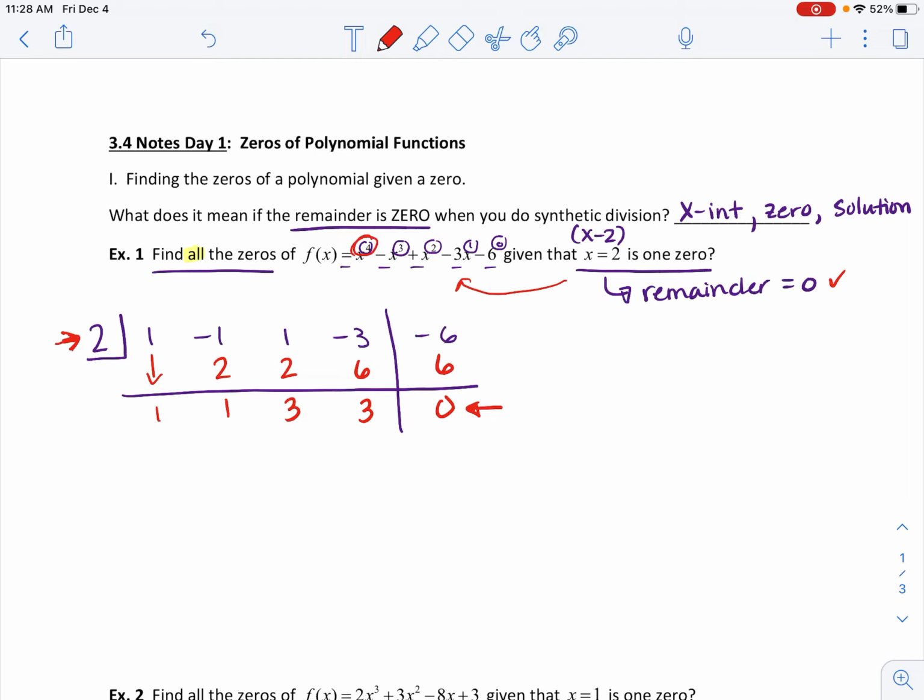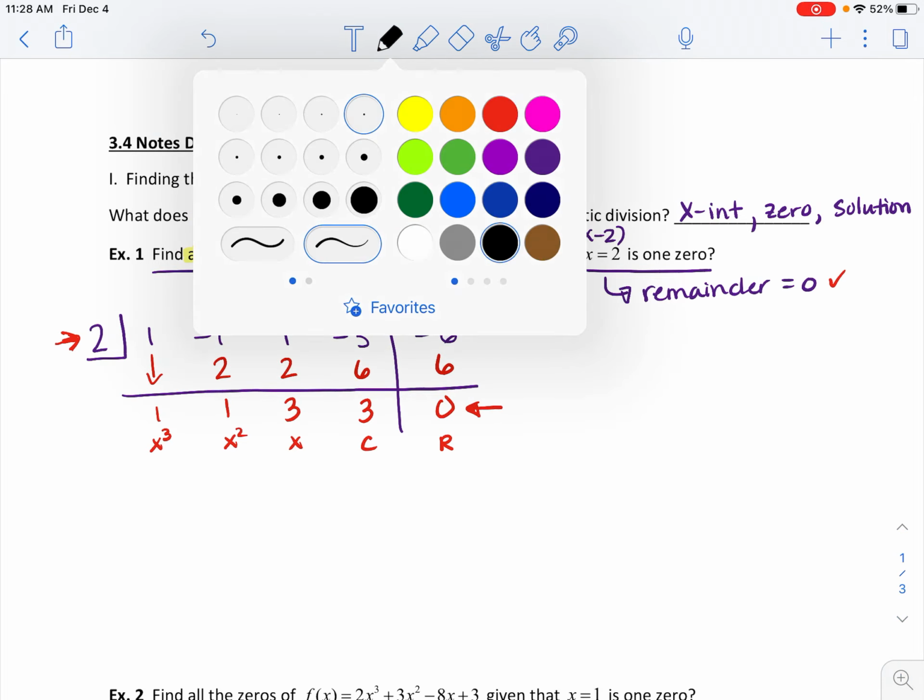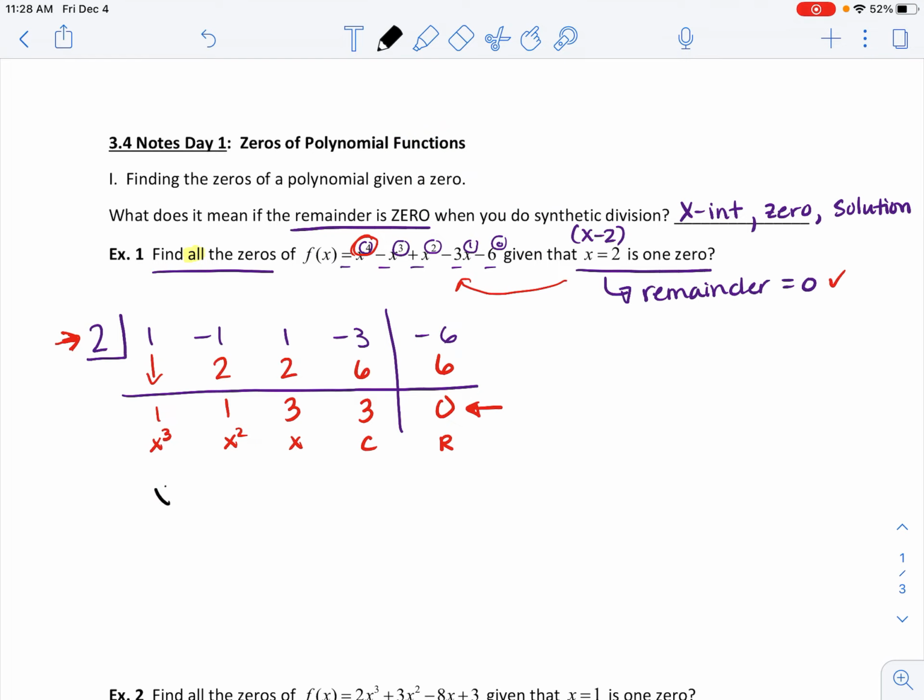So here's how I'm going to do it. This is your remainder, this is your constant, this is your x, this is your x squared, this is your x cubed. I'm going to write this as a polynomial and try to solve it. I have x cubed plus x squared plus 3x plus 3, and I'm going to try to solve that equation if it equals 0. Remember, if you have 4 terms, grouping's your best bet. Let's factor out an x squared. That leaves me with an x plus 1. Let's factor out a 3. That again leaves me with an x plus 1.